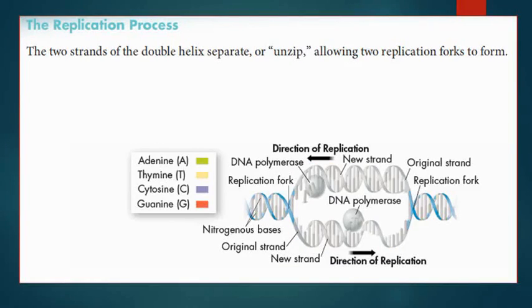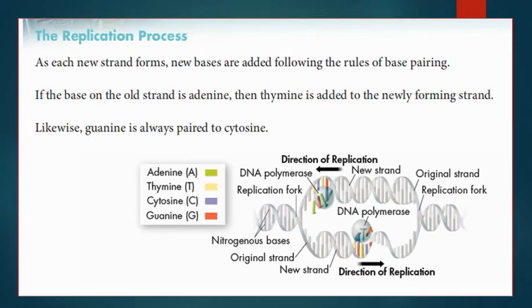The first step in the replication process is that the two strands of the double helix separate or unzip, allowing two replication forks to form. As each new strand forms, new bases are added following the rules of base pairing, A with T, C with G. If the base of an old strand is adenine, then thymine is added to the newly forming strand. Likewise, guanine always pairs with cytosine.